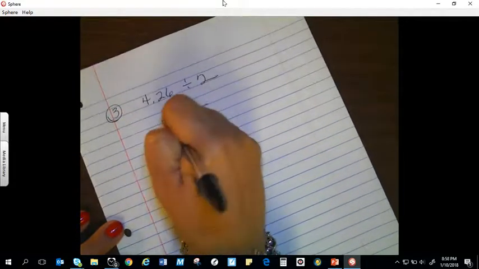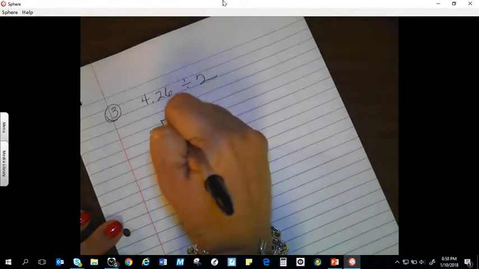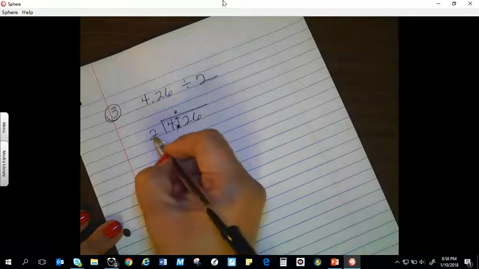Number 3 is 4 and 26/100 divided by 2. Here I have 2, 4 and 26/100. Again, routine-wise, let's get in that habit where I have my decimal, draw my arrow straight up, put my decimal there, and now I'm ready to forget about it. So 2 goes into 4 2 times. Multiply that out. 2 times 2 equals 4.